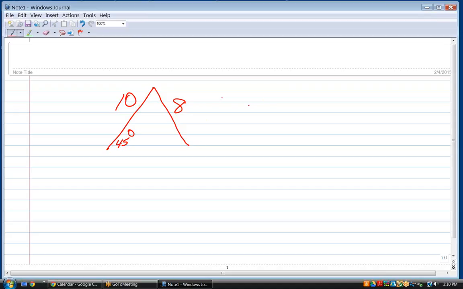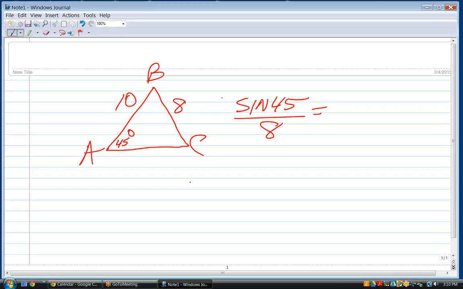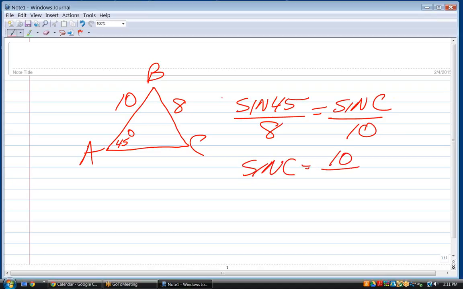Okay, so you would do sine 45 over 8 equals sine of C over 10. Let's label this A, B, C. So sine of C equals 10 over 8 times the sine of 45.